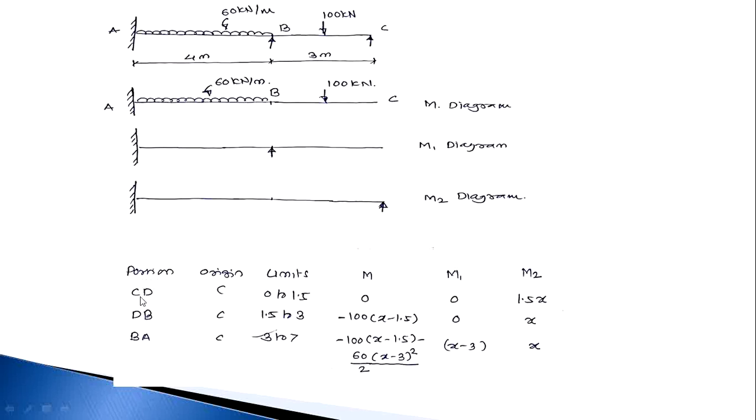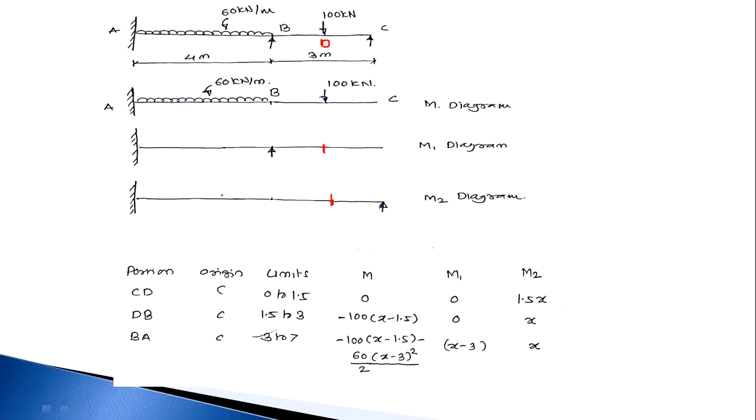So first portion CD, origin C, limits 0 to 1.5. Now in this M diagram, in between C to D there is no load, means the moment in that CD portion at origin C becomes 0. In the M1 diagram, this is the D portion, so there is no load, that's why M1 becomes 0, and M2 becomes 1.5 into X.